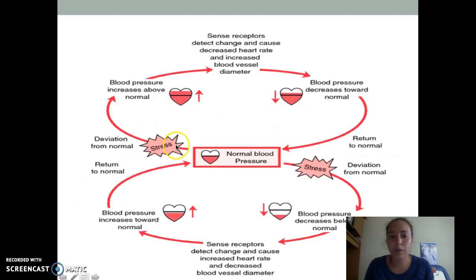Here's another example. Okay, so you have your normal blood pressure here, right? You have some stress. Your stress would be your stimulus. Okay, so you have the deviation from the norm. It causes your blood pressure to increase above the normal. The sense receptors detect the change and cause the decreased heart rate and increased blood vessel diameter. So the blood pressure decreases towards the norm and it returns back to normal. So this is another example of negative feedback mechanism. Blood pressure increases, it goes back to the set point.